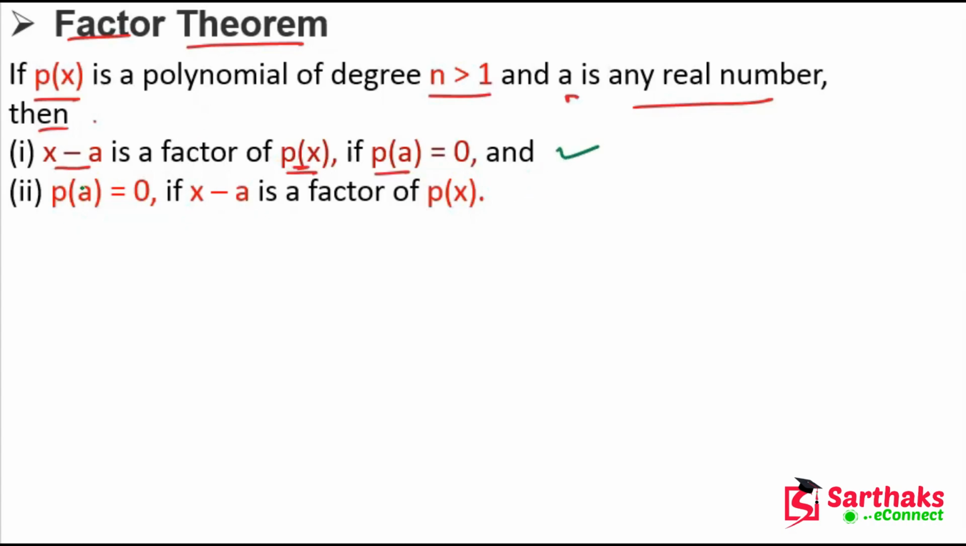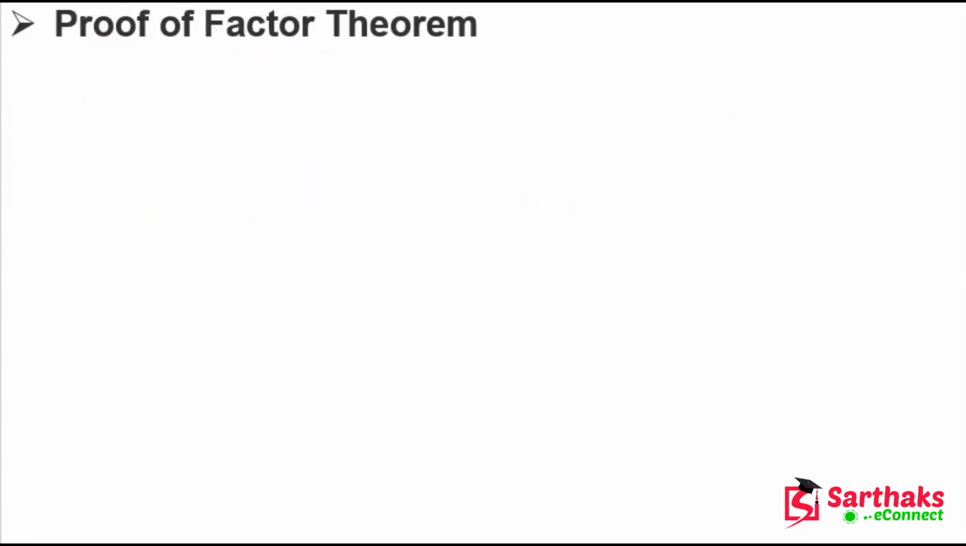Now the second statement is that p of a is equal to 0 if x minus a is a factor of p of x. If x minus a is a factor of p of x, then we can say that p of a is equal to 0. So this is the factor theorem. Both these statements are converse of each other. Now let's see the proof of the factor theorem.